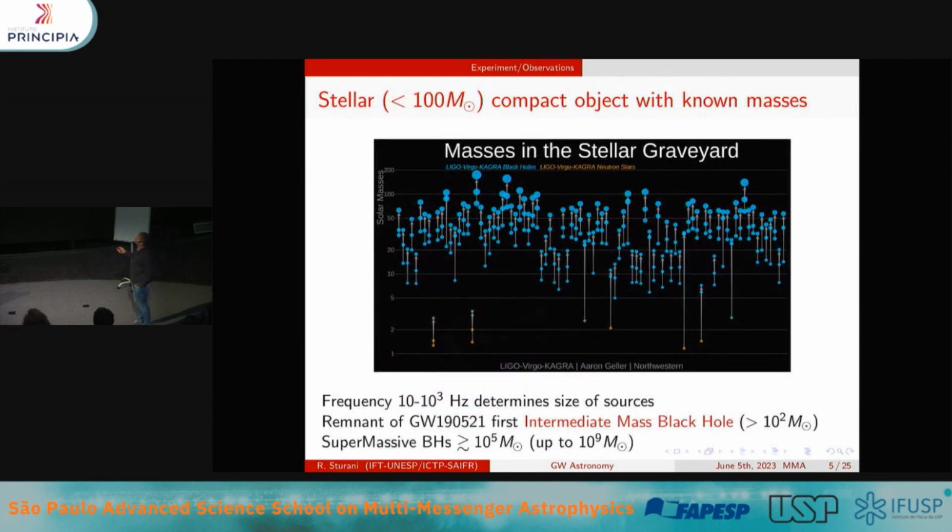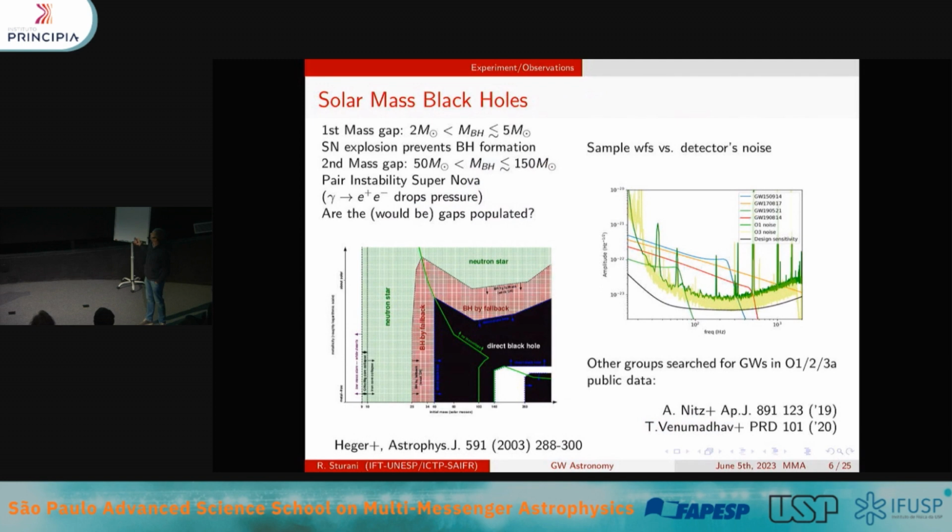But we see them. Anyway, the more massive the black holes are, the more to the left of this plot they are. These are the noise sensitivity curves of real noise sensitivity curve in O1 and O3. And these are typical spectra. This is the amplitude of the spectra.